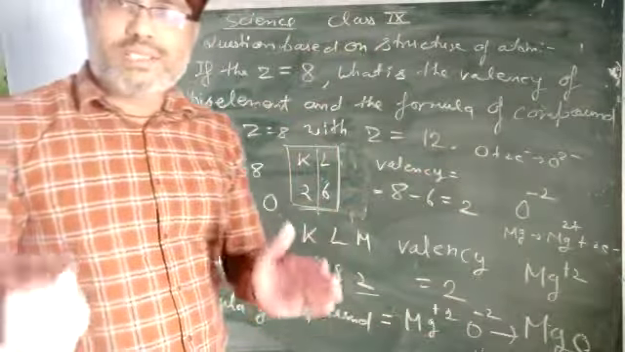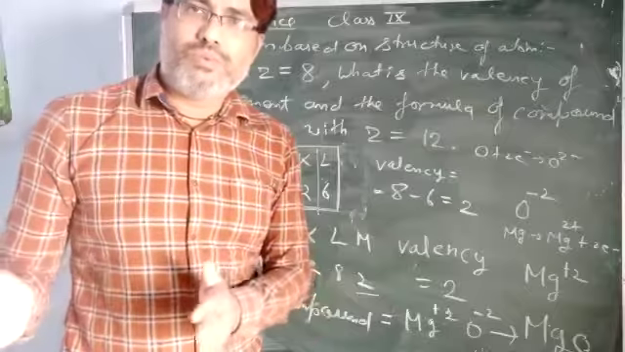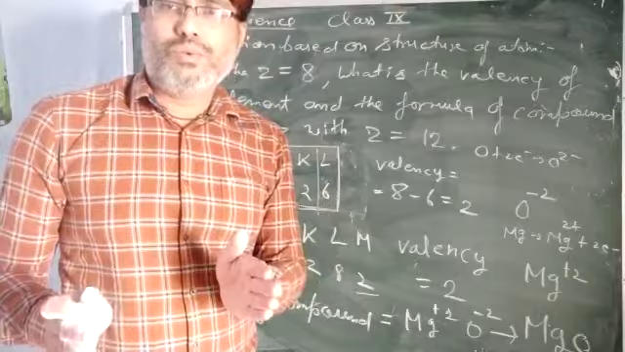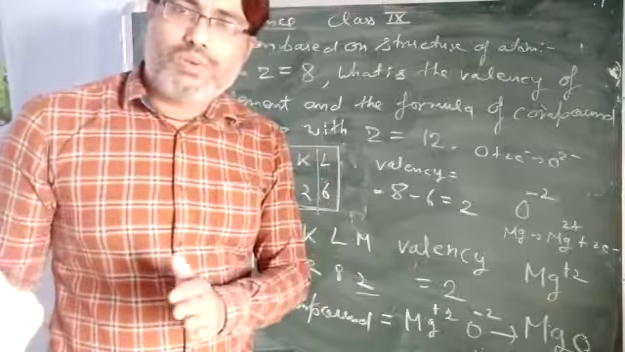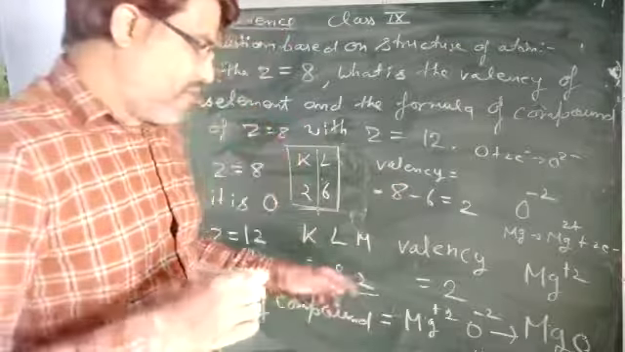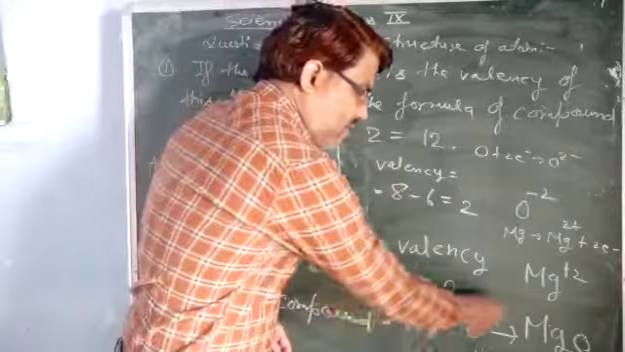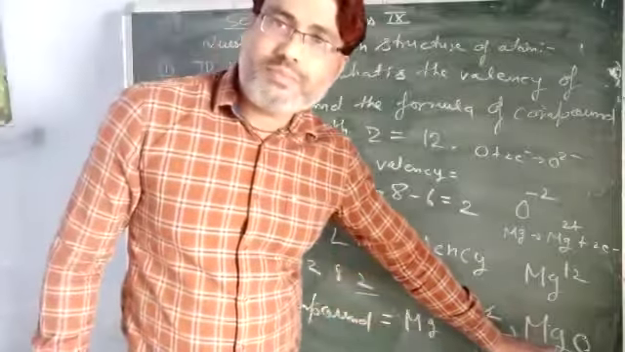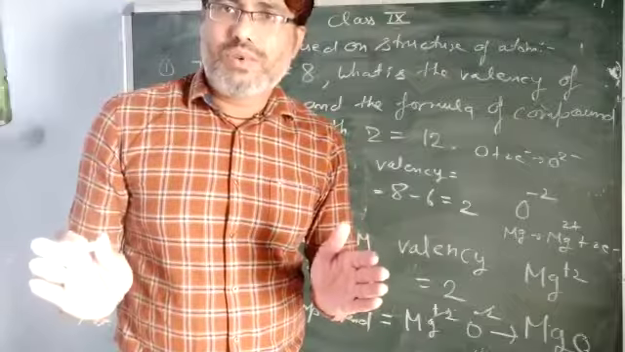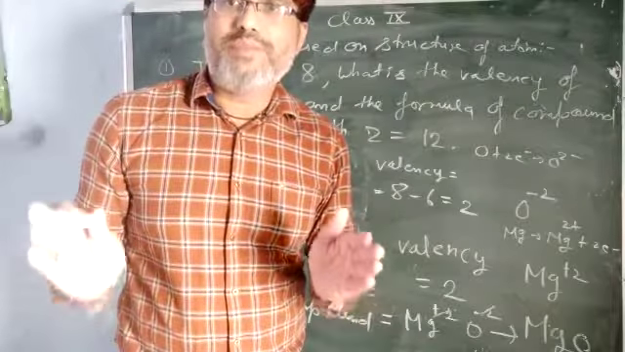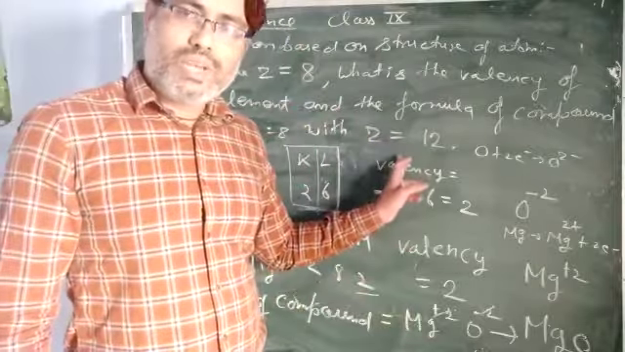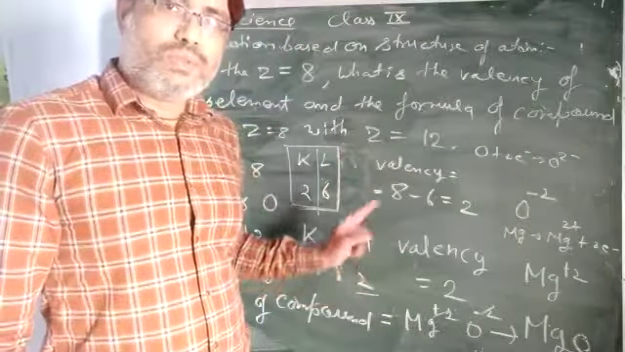So now you can understand, oxygen will form O minus 2 after gaining 2 electrons, and magnesium will form Mg plus 2 after losing 2 electrons. And then this Mg plus 2 and O minus 2 ions combine. When we combine, plus 2 and minus 2 cancel and the formula is what? MgO. So the answer of this question is, the formula of the compound is MgO, and the valency of oxygen is 2, and the valency of magnesium is also 2.